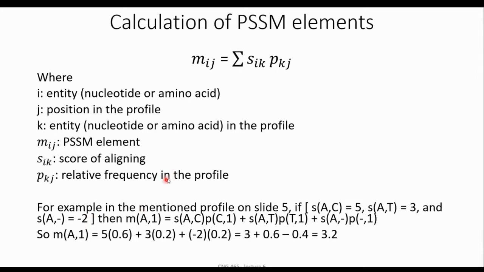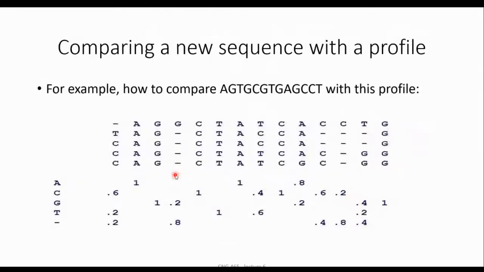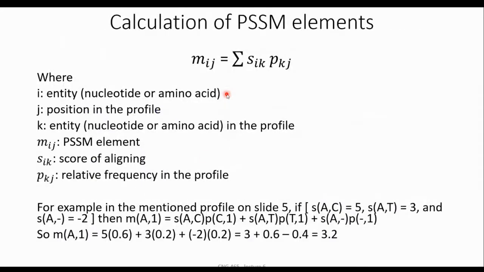Now, let's say I want to check for the first position whether my sequence contains A for the first position, and I want to compare it with this profile, whether it is okay to have A in the first position or not, but doesn't matter. We just want to give it a score in the matrix, and we will analyze it later. So in this scenario, if I want to calculate this one, it means that M_ij, I is A. It means the nucleotide in my sequence, and 1 is the position that I'm looking for, I and J. Now, the summation of scoring alignment and the related relative frequency of that.